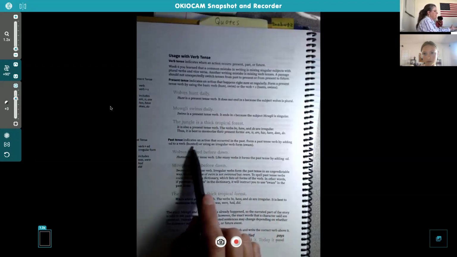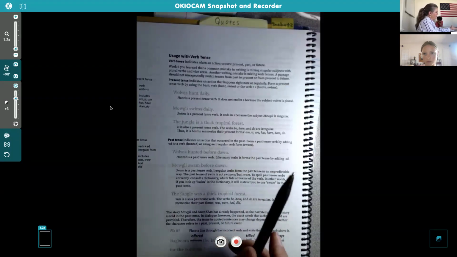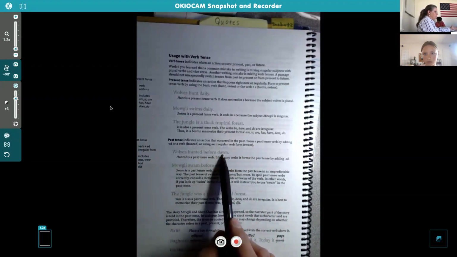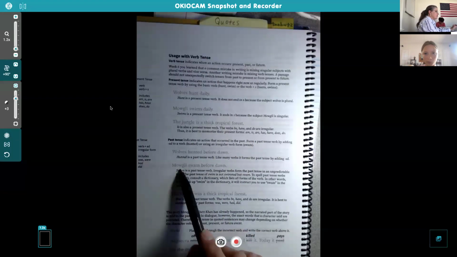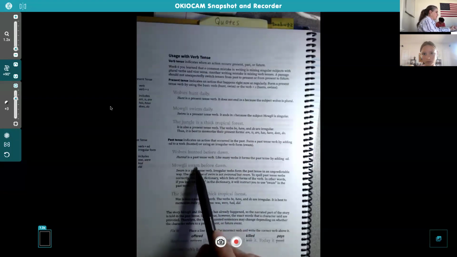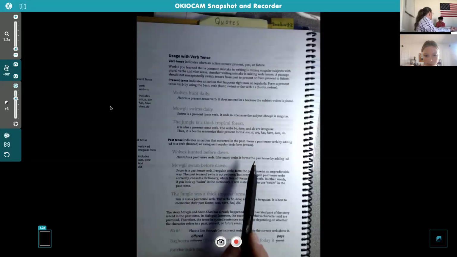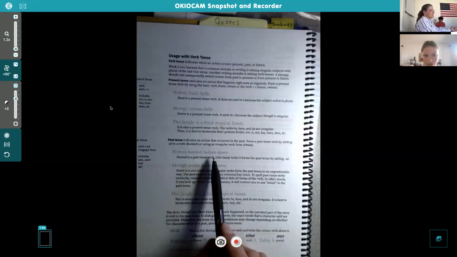Past tense most of the time has ed, but there's irregular verbs too, as you know. But this one says wolves hunted before dawn. The past tense is ed. Mowgli swam. This is an irregular verb, so it's not swimmed. We don't use swimmed. And I don't know why, because that sure would make life easier if every verb had ed. But English is hard.